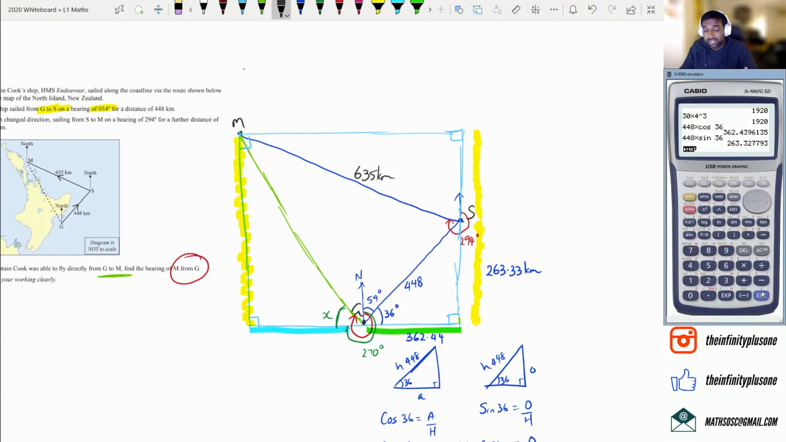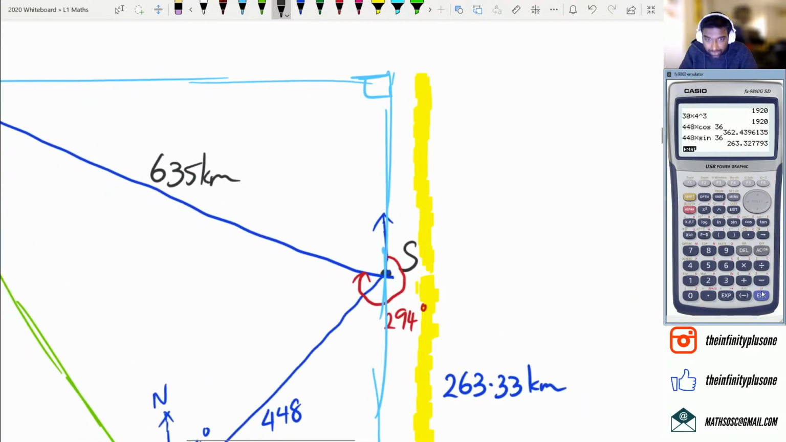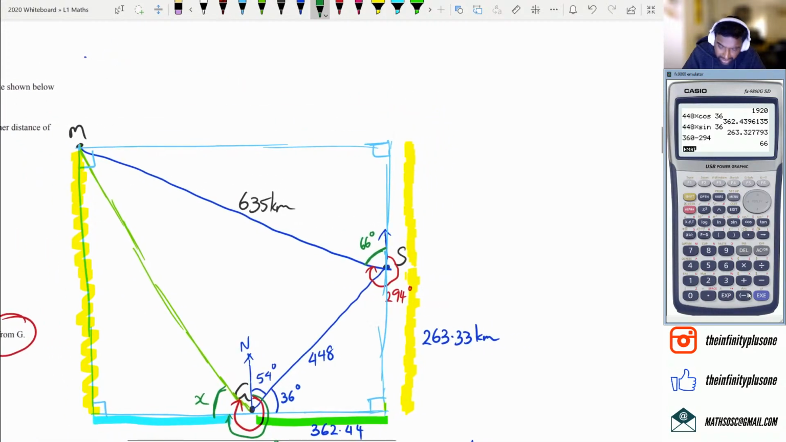And we're literally going to repeat the steps. But before we repeat the steps, we need to figure out what that little angle inside of it is. I'm talking about this angle here. So remember we went 294 all the way around. So we're going to go 360 minus 294, which gives us an angle of 66 degrees. So that angle there is 66 degrees.